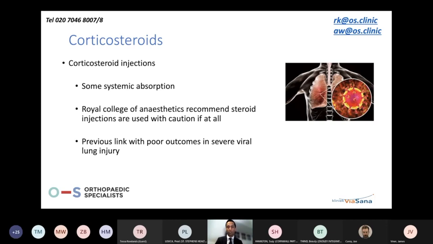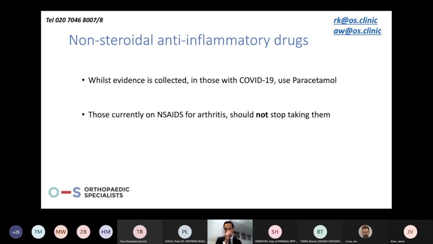So non-steroidal anti-inflammatory drugs can be very useful for osteoarthritis. And the advice from a government level is that even though there is a concern with regards to its use in COVID-19, patients should not stop taking them, okay, because they can be very effective.